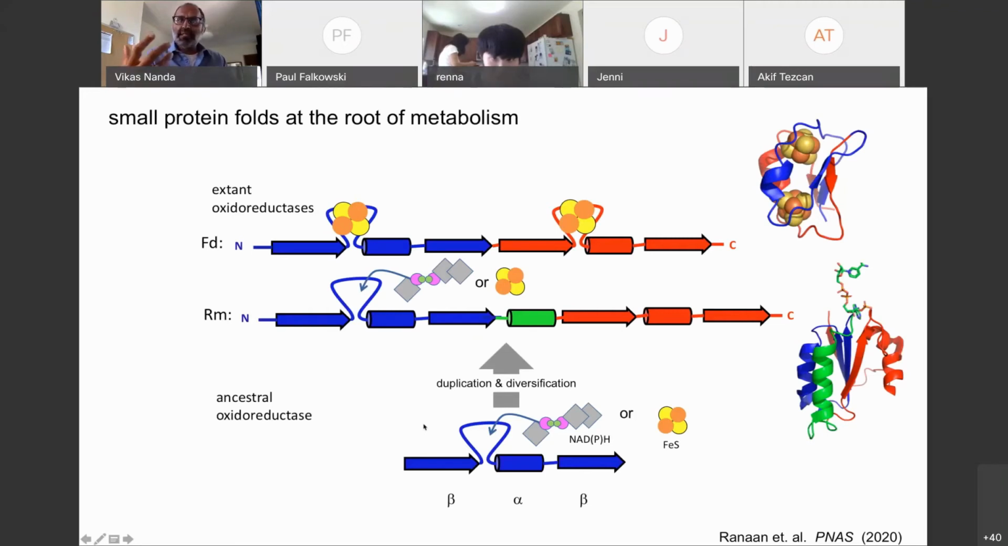So we're using this functional network of electron transfer to make evolutionary inference, and then we're testing these ideas in the laboratory. So now I'm going to move over to some of the ways that we're testing some of these models of evolution using molecules in the laboratory.